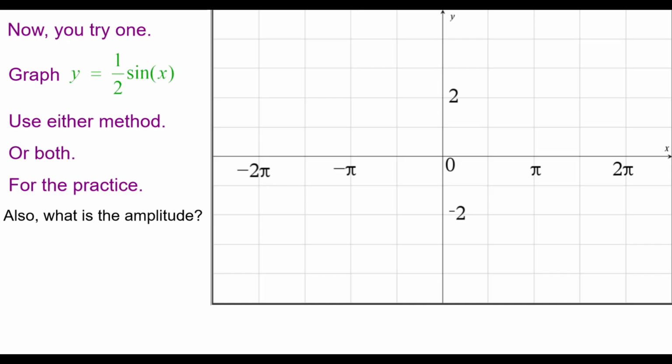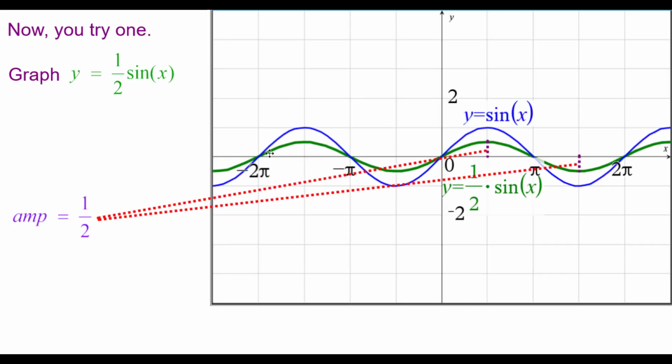Now you try one. Graph y equals 1/2 times the sine of x. Use either method or both for the practice, and also answer the question, what is the amplitude? Pause as needed. Our answer is here in green. That's our 1/2 the sine of x, and the amplitude is 1/2 from the max to the line containing the points of inflection, or from the min to the line containing the points of inflection.